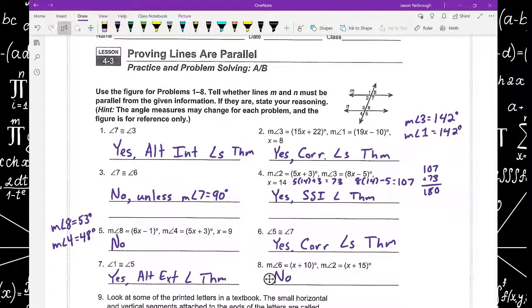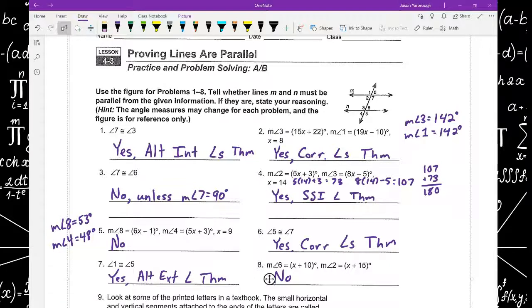All right, before we move on to lessons 4.4 and 4.5, we're going to look at the homework that was assigned on lesson 4.3, proving lines parallel. So we're going to go ahead and work through the entire thing, even though we did half of them together.